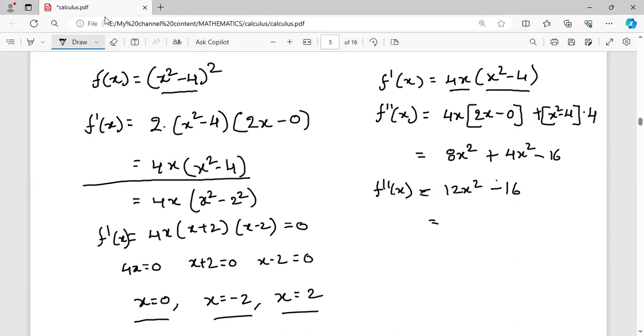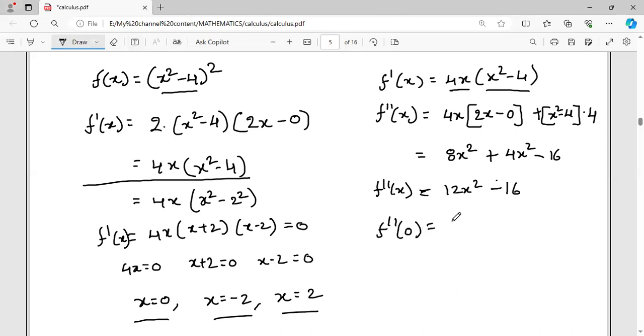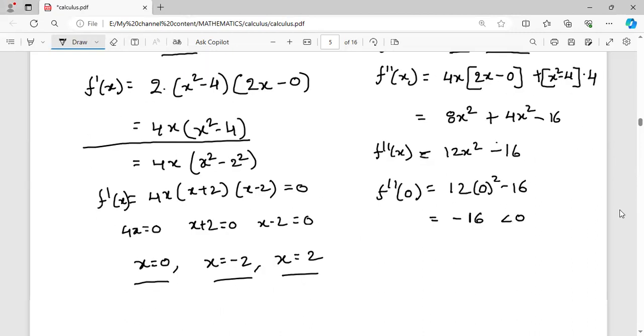To find the nature of these points, we have to substitute the values. First, f double dash of 0. Here it is 12 into 0 square minus 16. That means this value is minus 16, which is less than 0.